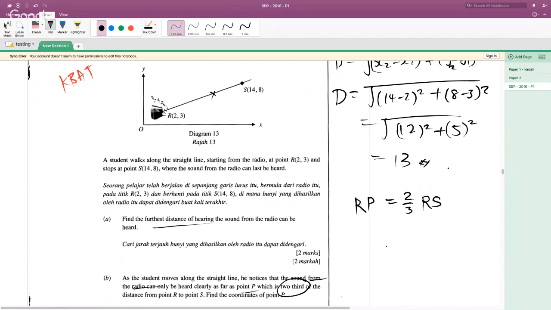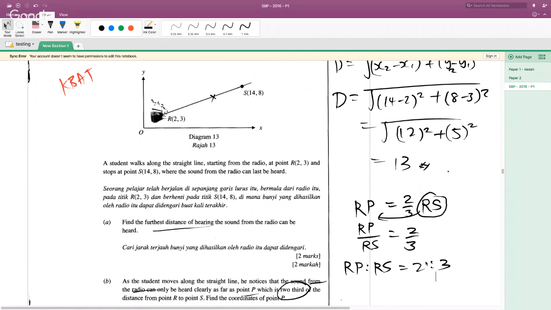All right, this is how I read the question. After I am able to read the question like this, I will make this into a ratio because I know this is the ratio formula. So RP over RS equals 2/3. I move my RS to the other side, so I just divide. And then after I form a fraction, I know this is the ratio, 2/3. All right, after you form the ratio, I come back to the diagram.